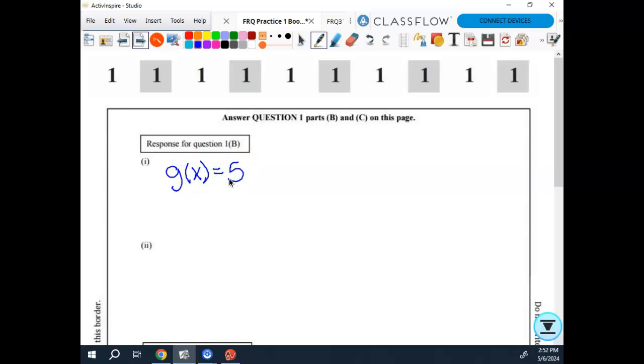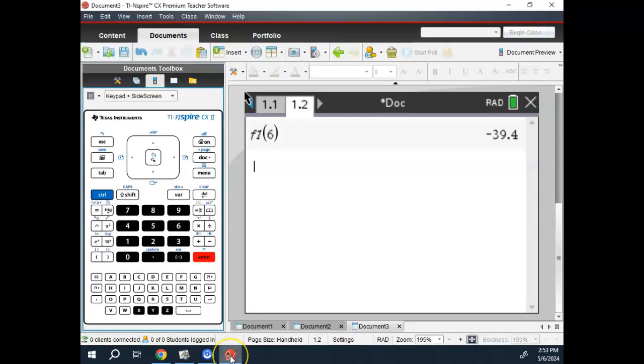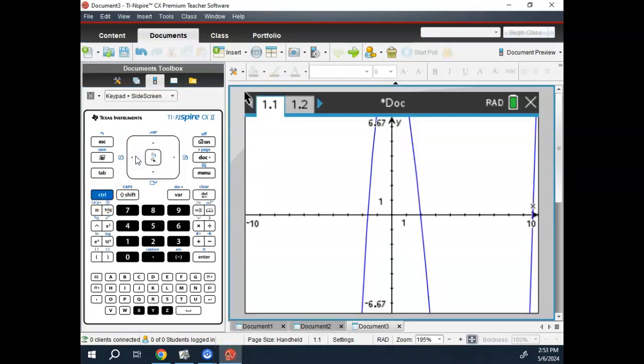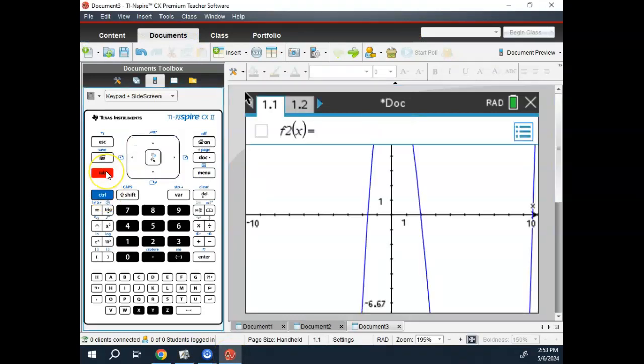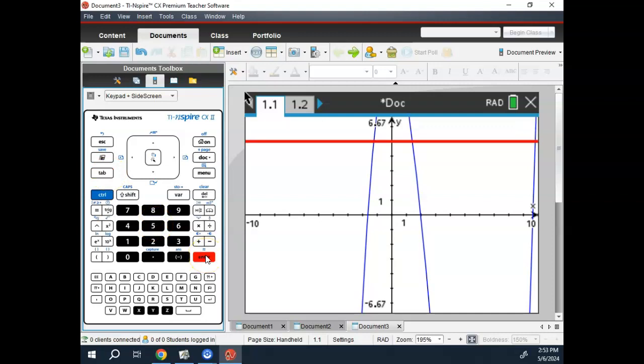Now I have g of x. Remember, we put it in F1. So when you want to know when this function equals 5, we're going to go back to the calculator. All right, and then I'm going to tab. I want to know when g of x equals 5, so tab to get to F2, now 5, and it graphs this.